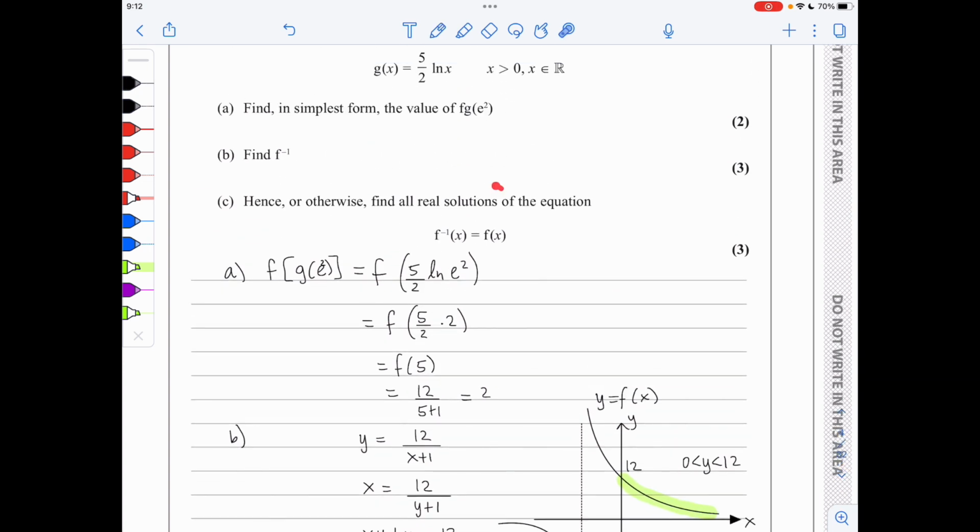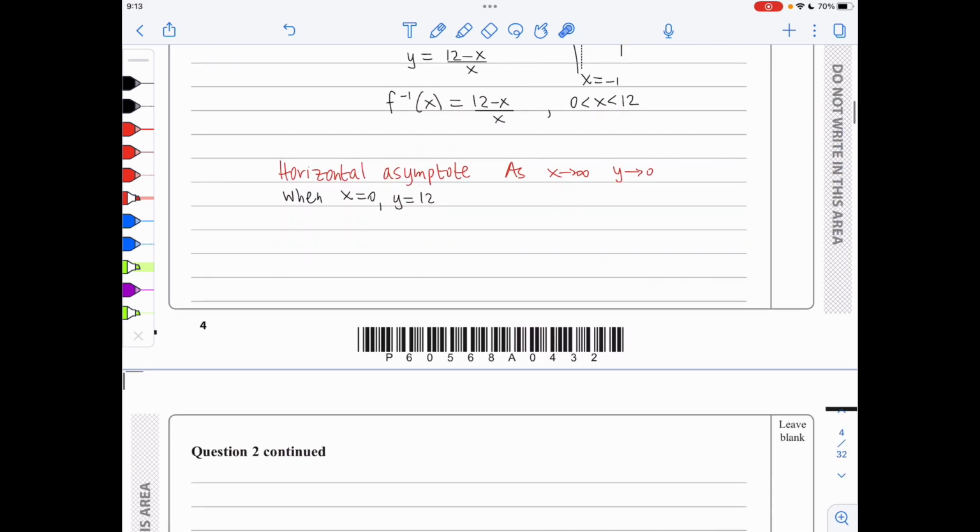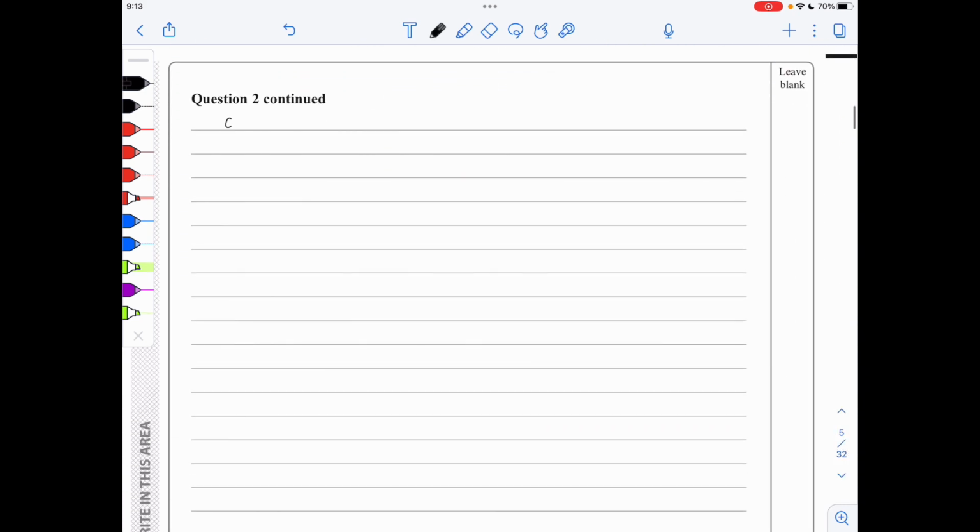In part C, it says, hence or otherwise find all real solutions for f inverse of x is f of x. So I could start by equating what we have obtained for f inverse with f of x. So we have that 12 minus x over x is equal to 12 over x plus 1. I will cross multiply to get 12 minus x times x plus 1 is equal to 12x. So let's expand the left-hand side. It's 12x plus 12 minus x squared minus x is 12x.